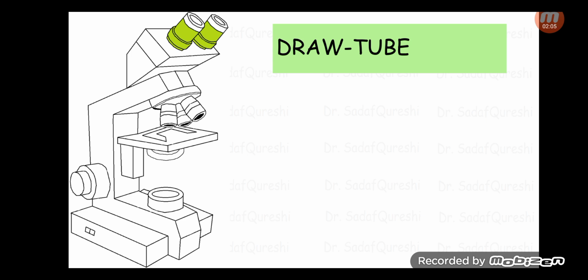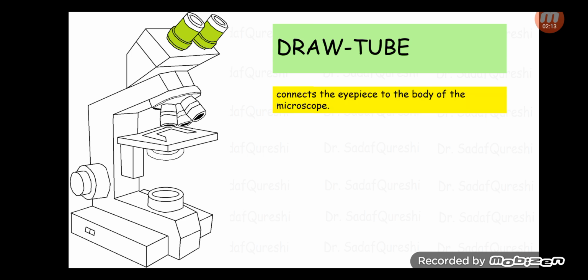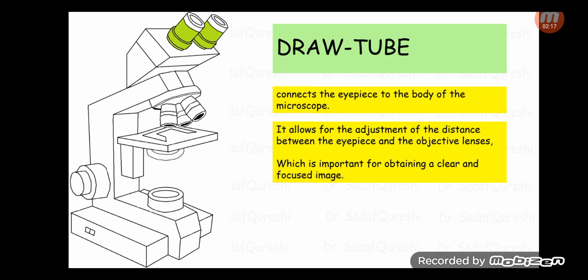The next mechanical part of the compound microscope is the draw tube, shown in the figure highlighted in green. It connects the eyepiece to the body of the microscope. It allows for the adjustment of the distance between the eyepiece and the objective lenses, which is important for obtaining a clear and focused image.